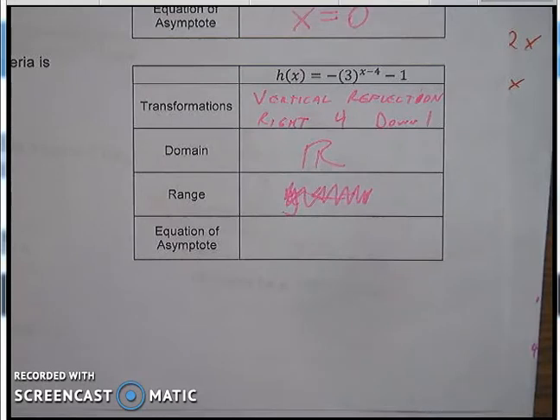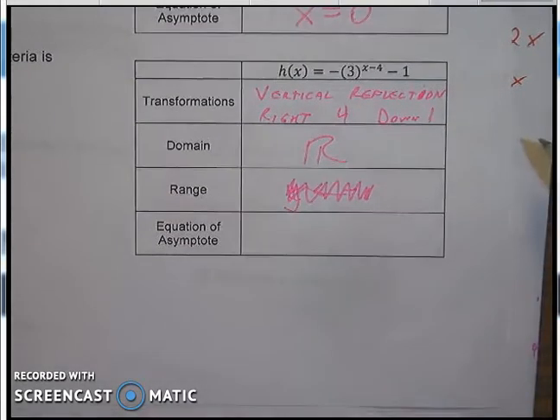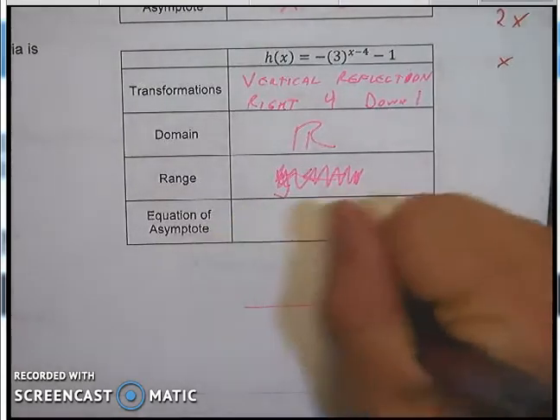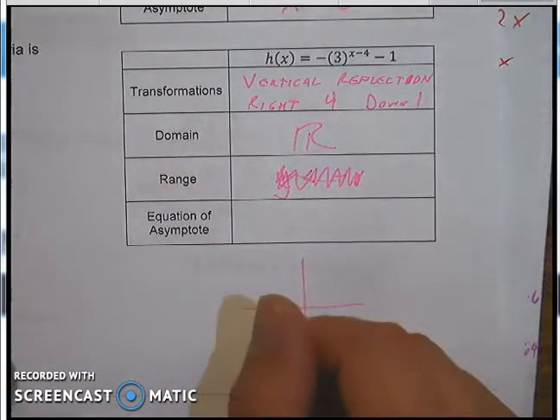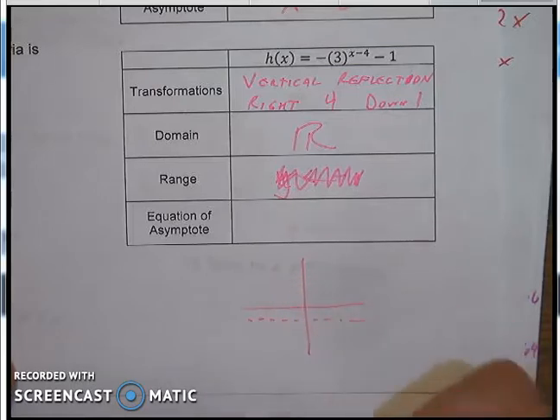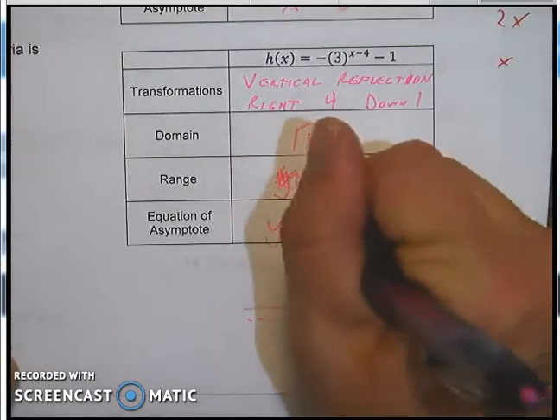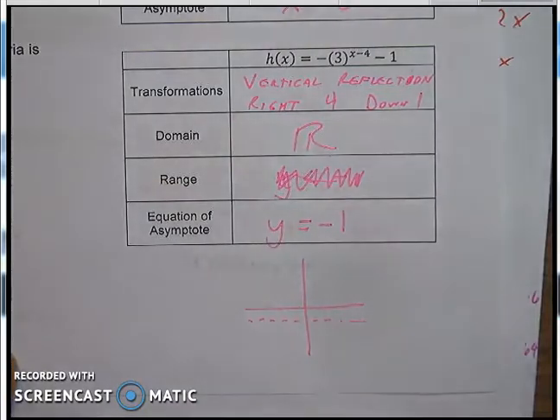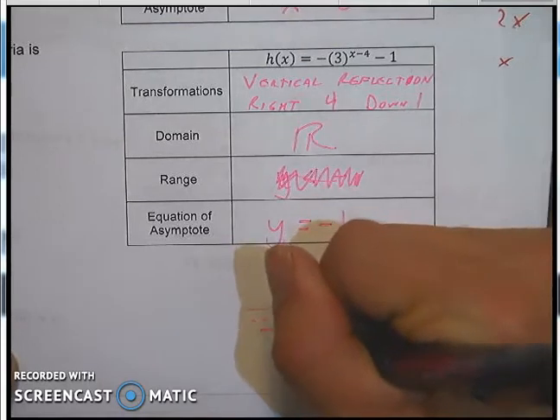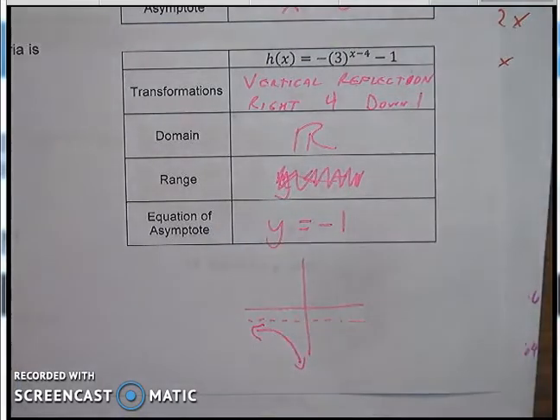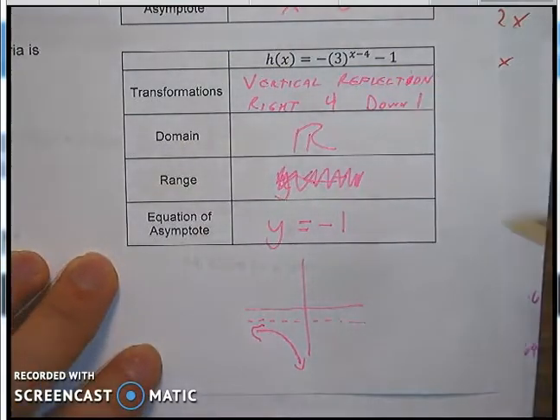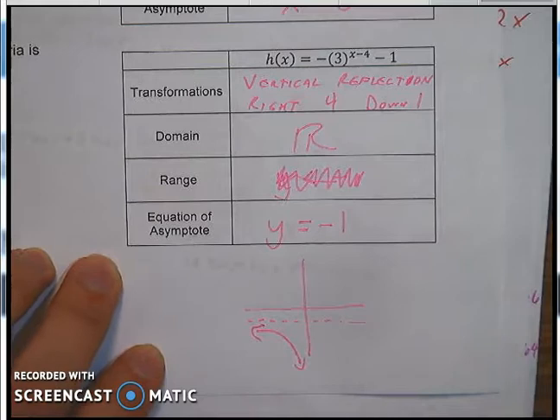Oh, I forgot one important piece though. There's also a vertical reflection. So that means if I was going to draw a really rough sketch of this thing, not only has it been shifted down 1 so that the equation of the asymptote there is y equals negative 1, but it's also been vertically reflected around that asymptote. So that means this thing kind of looks like this. So instead of going up forever, it's going down forever, which means this thing is y is less than negative 1.